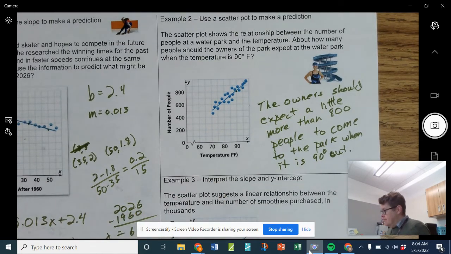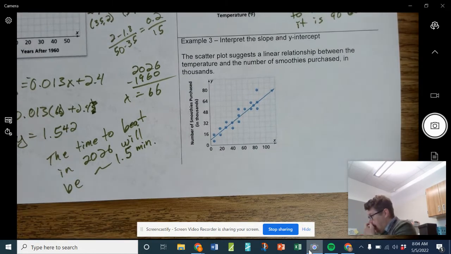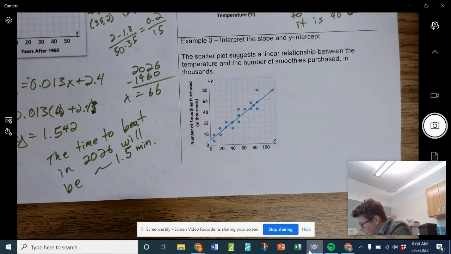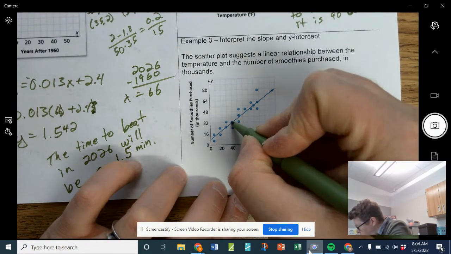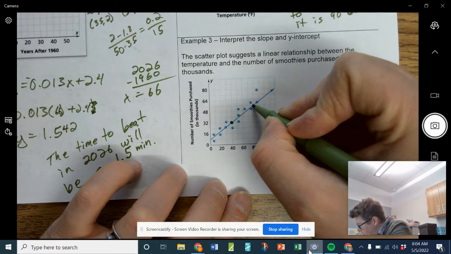Okay, interpret the slope and y-intercept. The scatter plot suggests a linear relationship between the temperature and the number of smoothies purchased in thousands. So we're going to figure out the slope and the y-intercept again here. We've got a couple points here that we can use that are right on the money. That one right there and that one right there.